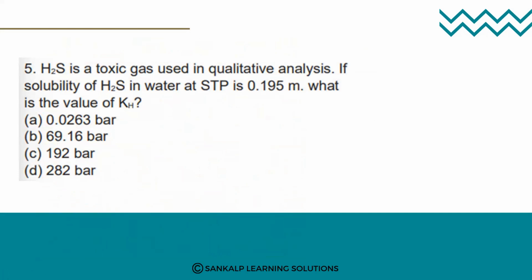The question is: H2S is a toxic gas used in qualitative analysis. If the solubility of H2S in water at STP is 0.195 m, what is the value of KH? So we have to calculate Henry's constant. We have seen the equation: P is equal to KH into psi. What is given here? The solubility of H2S in water is given.